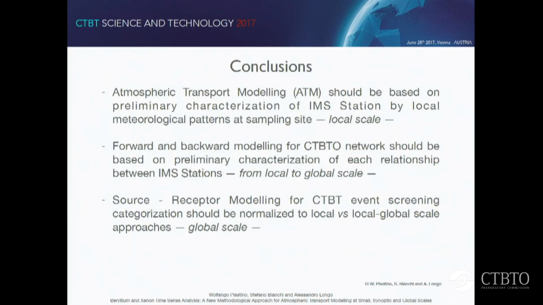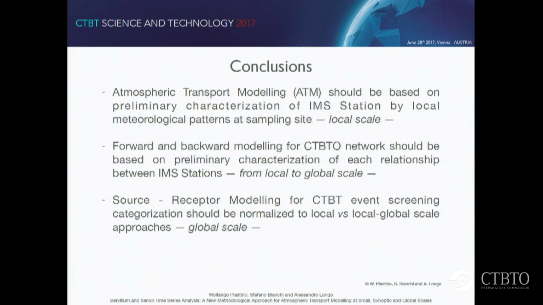In conclusion, our point of view is that to perform atmospheric transport modeling, a preliminary characterization of the IMS station by local meteorological patterns is necessary. And of course, this is a local scale approach. Forward and backward modeling should be based on a preliminary characterization of each relationship between the IMS station, from local to global scale. And finally, the source receptor modeling should be normalized to local versus global scale approach.